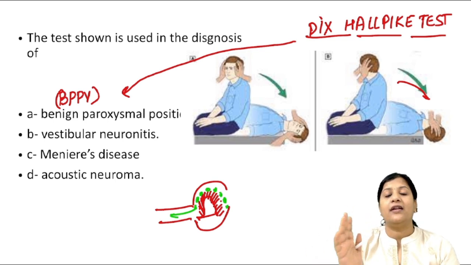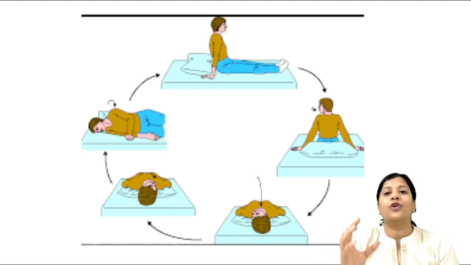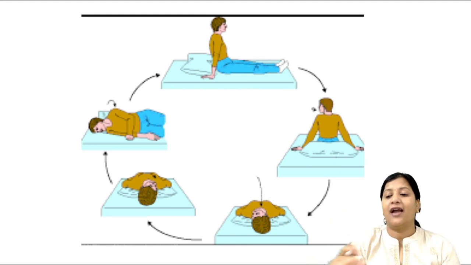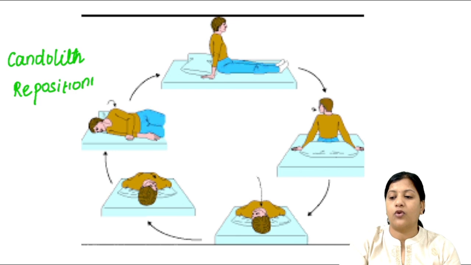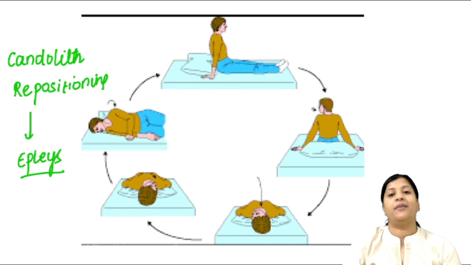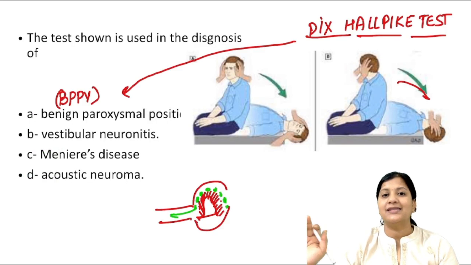Now, how do we treat this condition? We have to reposition the otolith back into the ampullated end of the semicircular canal where it opens in the utricle. For that, we have to do a canalith or otolith repositioning maneuver. What is it called? Canalith repositioning maneuver, also called Epley's maneuver. So treatment is by Epley's, diagnosis is by the Dix-Hallpike test.